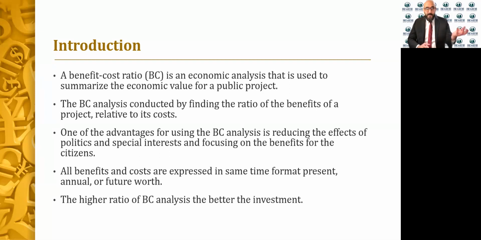Once we do the BC ratio, as I mentioned, we find the B, the benefit, divided by the C, the cost, and then we select the higher ratio for the BC to make sure that this is the best investment. So if it's more than 1 or equal to 1, that would be economically justified. If it's less than 1, then this is not economically justified.